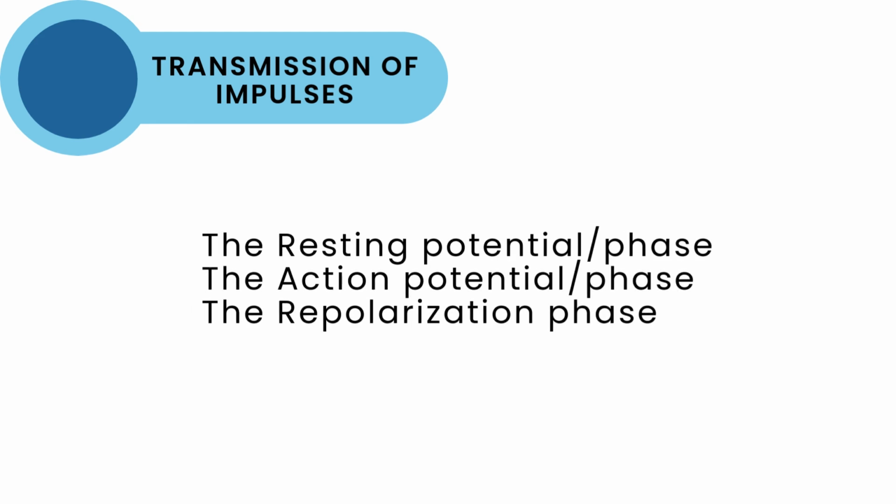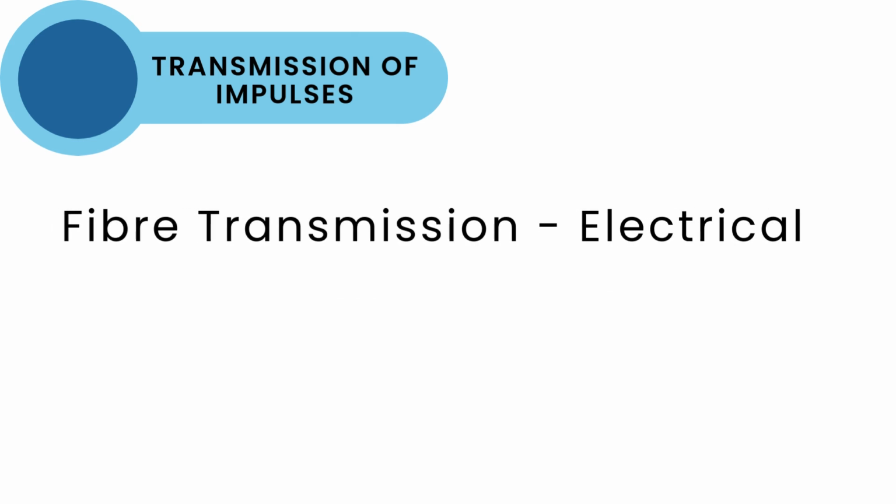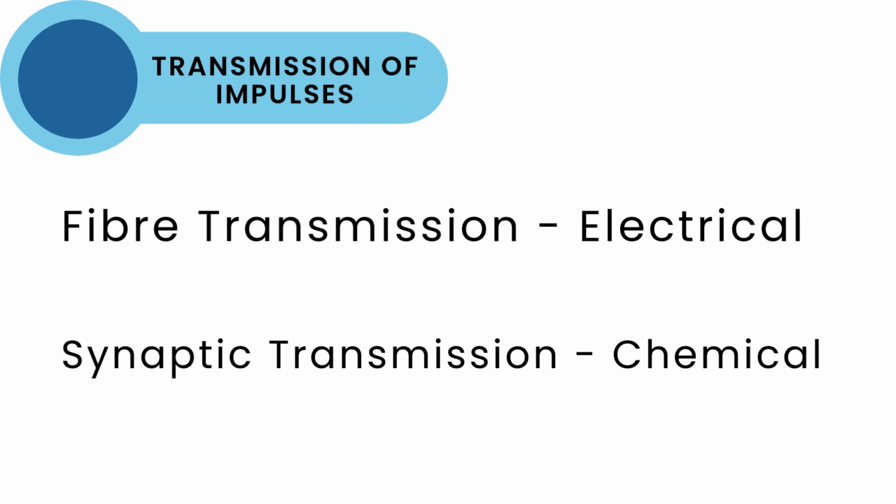The mechanism of transmission of impulses through a nerve fiber can be categorized into three phases, which include the resting potential, the action potential, and the repolarization phase. The transmission of nervous impulses involves fiber transmission, which, as we said earlier, is electrical. But it also involves transmission through the synapses, which is chemical. Now let's look at these processes one after the other.